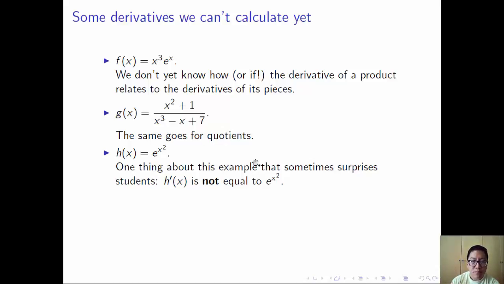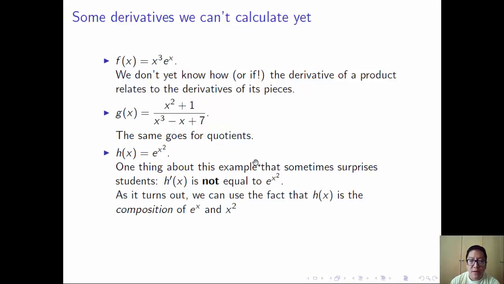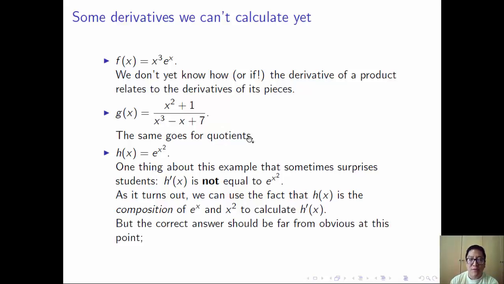So, as it turns out, we can eventually use the fact that h of x is the composition of e to the x and x squared. Remember, by composition, I mean that if you take this x squared and plug it in for x, you get e to the x squared, you get h of x. So we can use that fact to calculate h prime of x. But what the answer should be is far from obvious at this point.